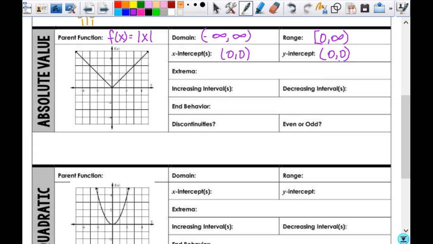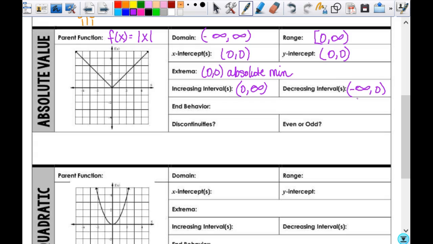Do I have any extrema? Yes. I got a whole lot of no's last period, but yes. I don't know why. But what do I have? What kind of extrema? Absolute minimum. And that is at 0, 0. Okay. Is it increasing anywhere? Yes. From 0 to infinity, right? Is it decreasing anywhere? Yes. From -infinity to 0. Stop me if you have a question.